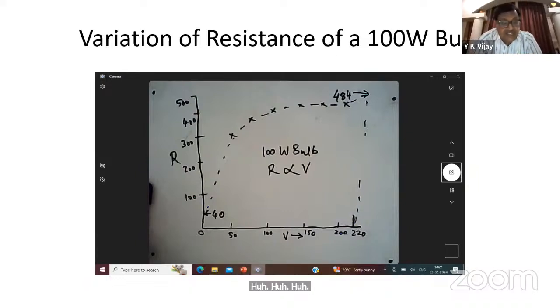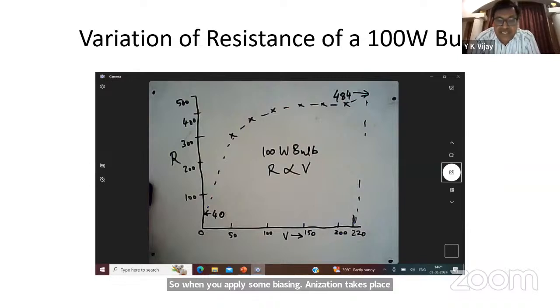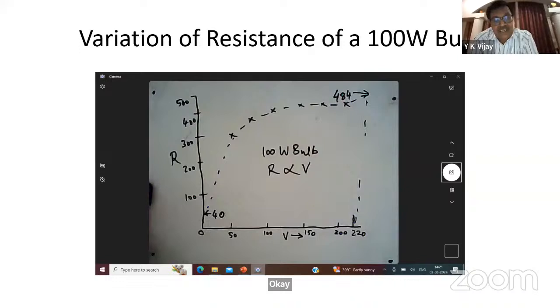Well, in a discharge tube, what you have is two electrodes and some gases. So when you apply some biasing, ionization takes place, and it conducts current then. The conduction starts. And when you change the biasing, the velocity of these ions changes, and that gives me the non-ohmic behavior, because the number of ions is fixed.